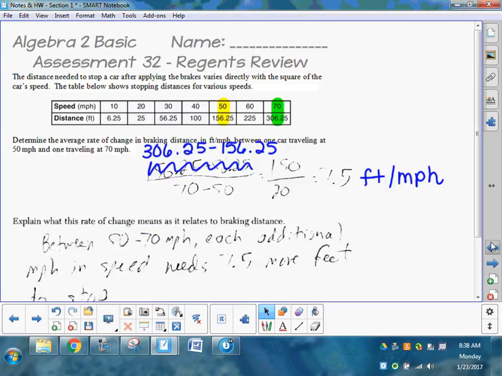By the way, the point breakdown was 2 and 2. But if you didn't put that between 50 and 70 and quantified where the rate was coming from, that's 3 out of 4. It's, in my opinion, a travesty for you to not read or to miss a detail like that because you know the information. If you said the second half of this, each additional mile an hour needs 7.5 feet more to stop, that's fine, but that's 3 out of 4 because you've got to be able to give me what that rate is.